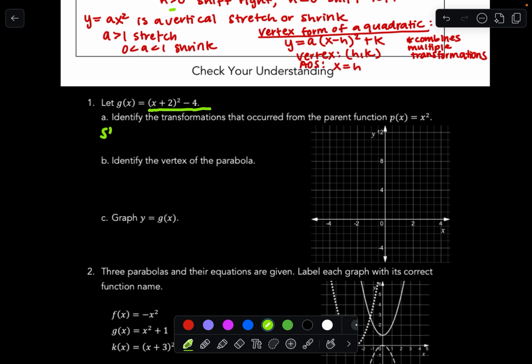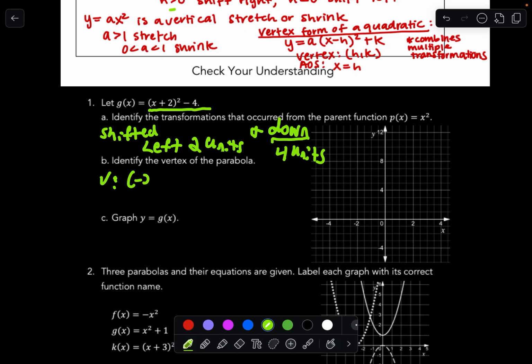parabola is shifted. Remember, your x's are liars. Left 2 units and down 4 units. Okay? It says identify the vertex of the parabola. Well, the vertex, if it's shifted left 2 units, would be at -2, and if shifted down 4 units, would be at -4. So that's where your vertex is. It's going to be at -2, -4, right there.